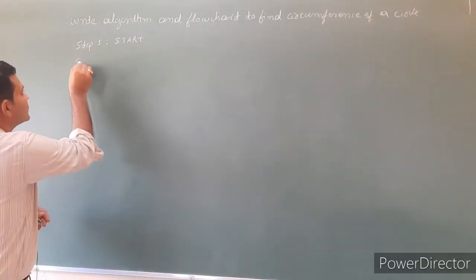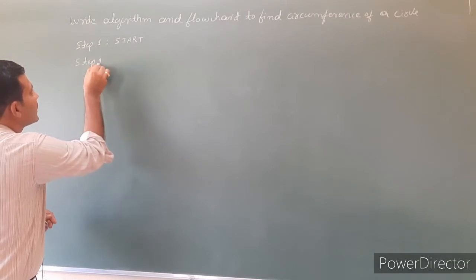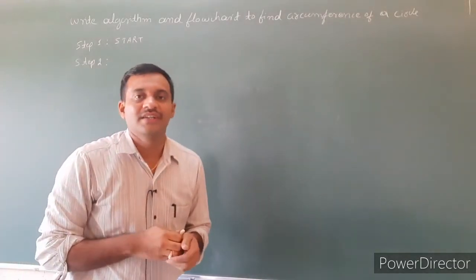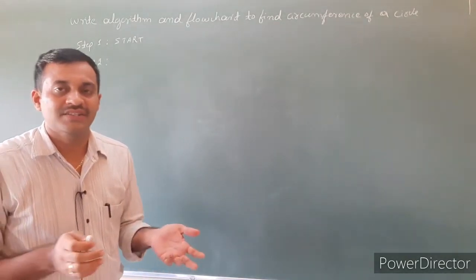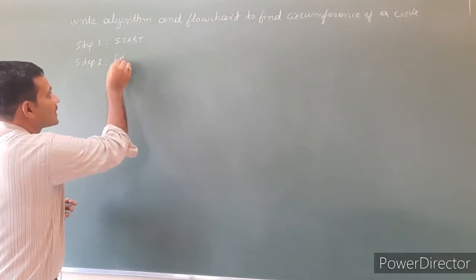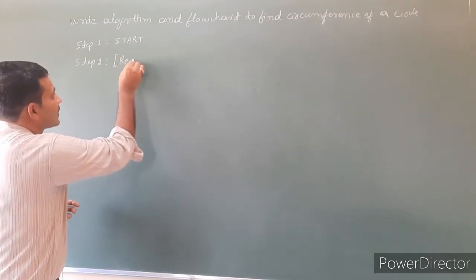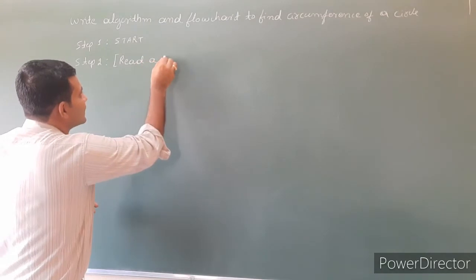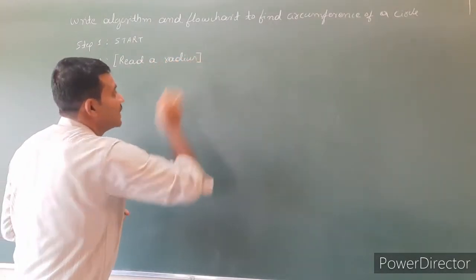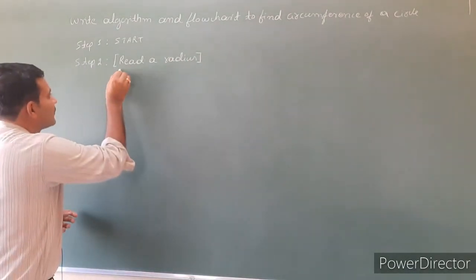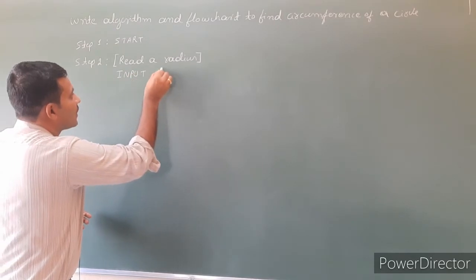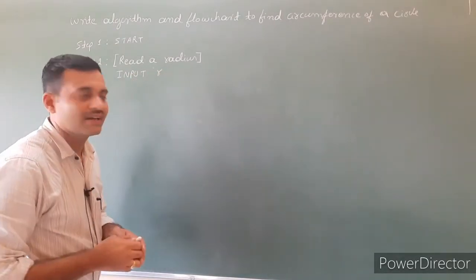In step 2, we have to read the values. We have to input the values. In this problem definition, radius is the input. So read the radius. Comment statements are written inside the square brackets. Here we write read a radius. The statement is input; R represents the radius.